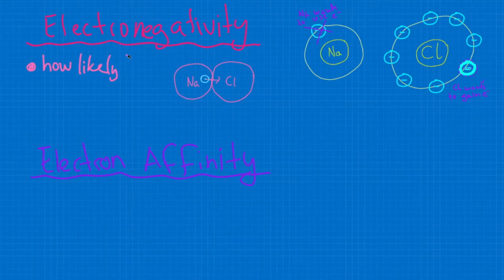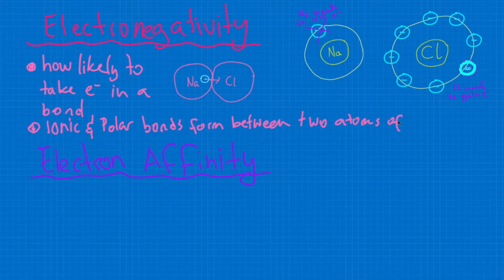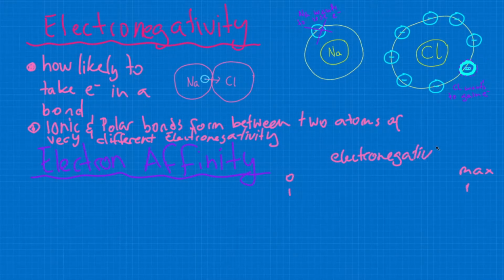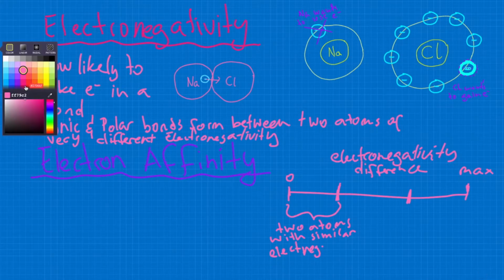Electronegativity tells us how likely an atom is going to take an electron in a bond. Ionic and polar bonds form between atoms that have different electronegativities. Let's put a scale of the difference in electronegativity in a bond. So let's say the difference of electronegativity between the two bonding atoms is very low. We can say that the bond is probably going to be covalent because the atoms have low electronegativity difference.